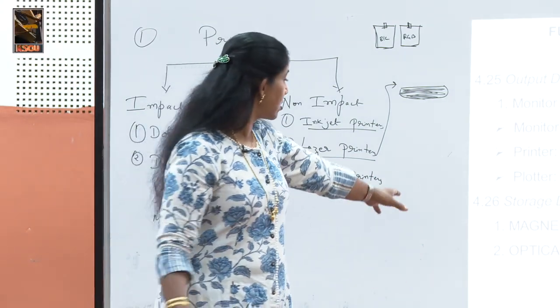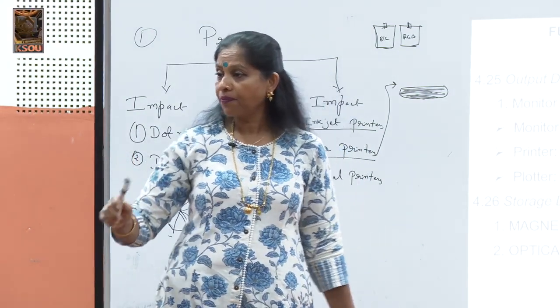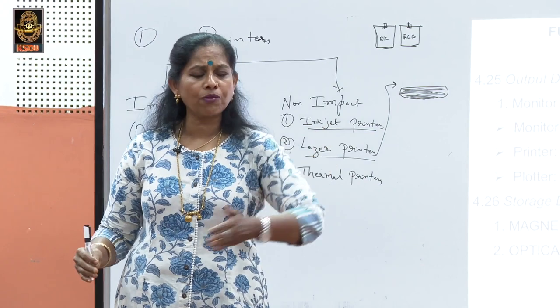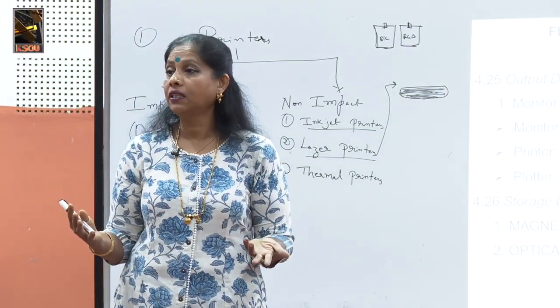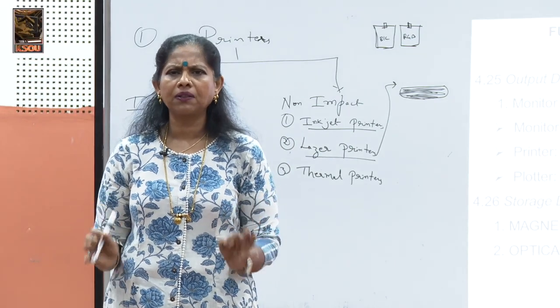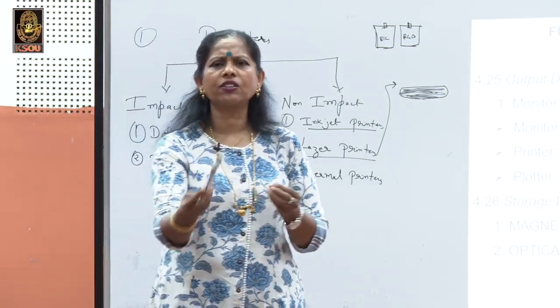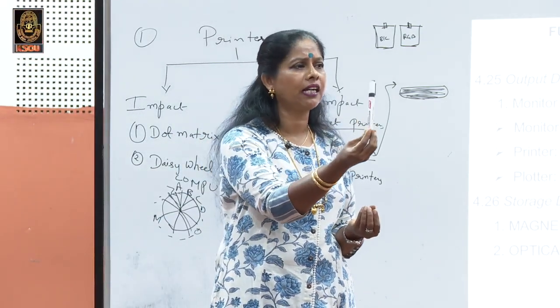No one uses these thermal printers. Got it? Why? Because when the sheet comes out from the printer, the edges of the sheet get burned, a cup of black carbon. You can imagine that this is an agarbatti.